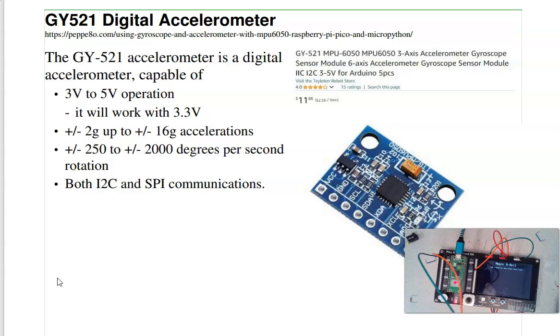A second way is a GY521 digital accelerometer. This sensor is capable of 3 to 5 volt operation, meaning it works with a Pi Pico. It will work anywhere between plus minus 2 Gs up to plus minus 16 Gs. And will also measure rotational velocity from 250 to 2000 degrees per second. Also supports both I2C and SPI communication.